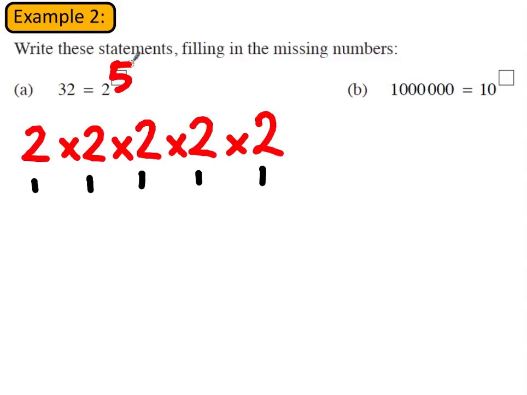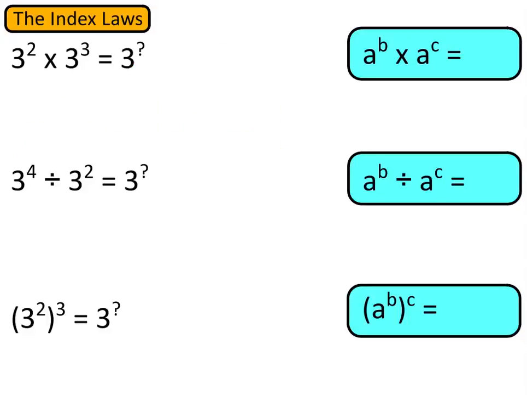1 million. 10 to the power of something. Right, okay, so we can do this as well because we already have that previous pattern, and as I said before, the number of zeros corresponds to the power. So how many zeros are there? Well, of course, there's 6 zeros there. So this is 10 to the power of 6.